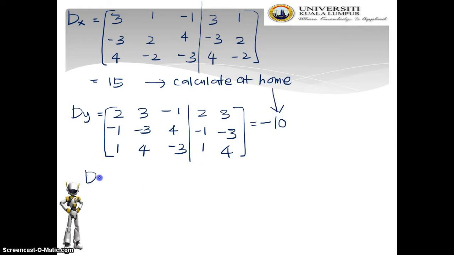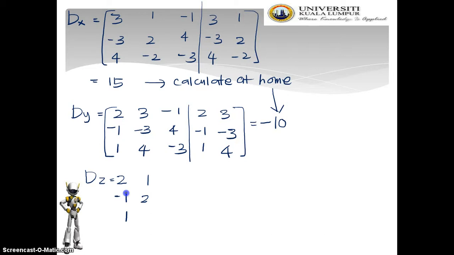Alright, for Dz, replace with the value matrix in the third column. So we should get 2, negative 1, 1, 1, 2, and negative 2. Then the last column we have 3, negative 3, 4. Use the diagonal method here: 2, negative 1, 1, we write again the first and second column, 1, 2, and negative 2. And finally we get Dz equal to 5. Please calculate it at home.